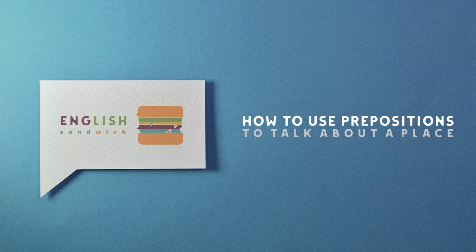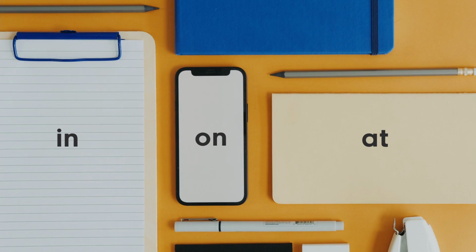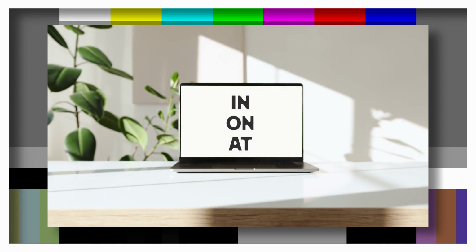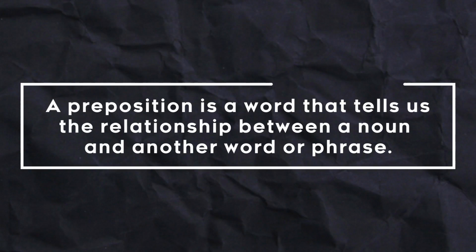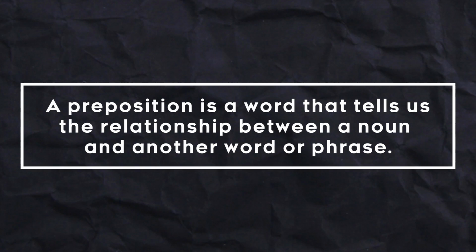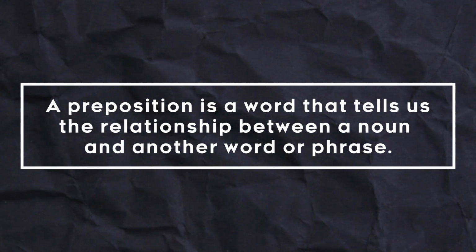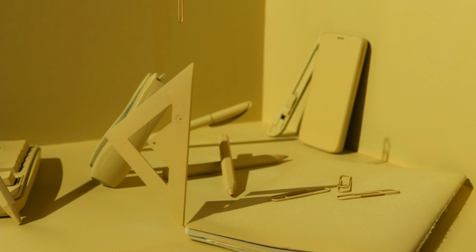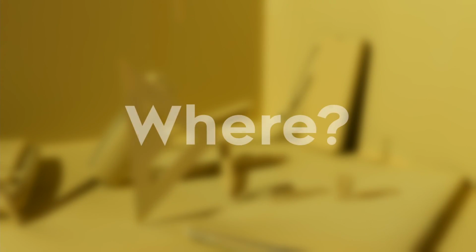This video is about how to use prepositions to talk about a place. We will focus on the three most common prepositions in this video: in, on, and at. If you want to learn how to use these prepositions to talk about time, check out our video about prepositions of time. As a reminder, a preposition is a word that tells us the relationship between a noun and another word or phrase. Prepositions can help answer what time, when, how long, or where. Today, we'll be focusing on prepositions that answer the question, where?